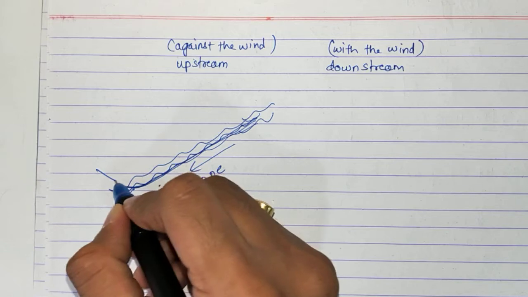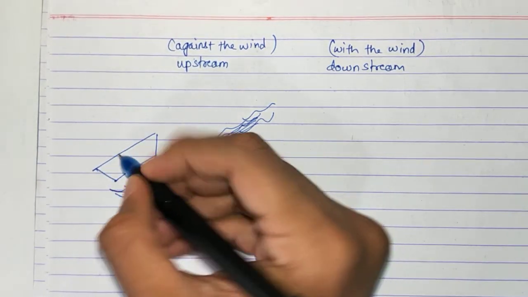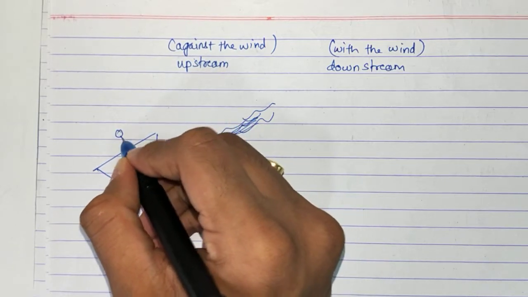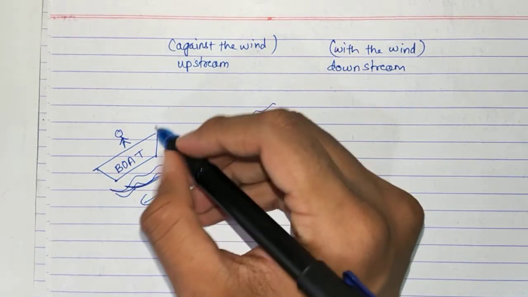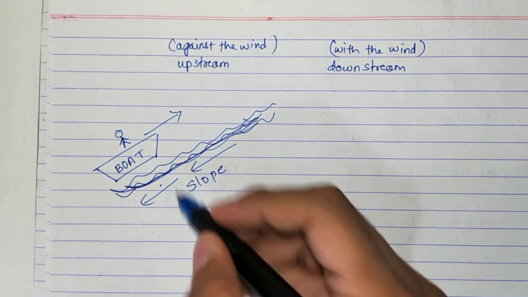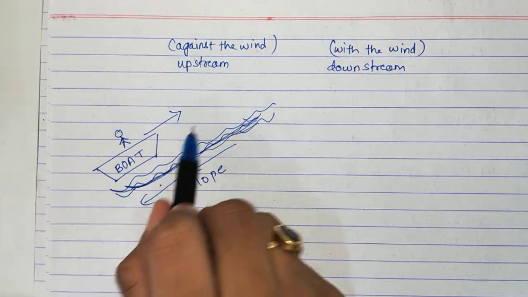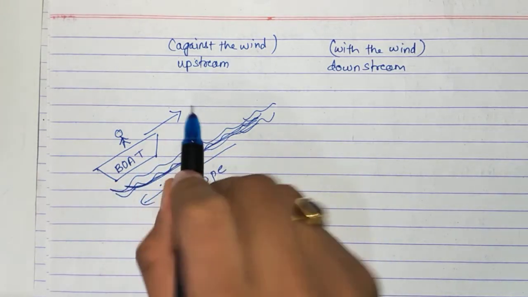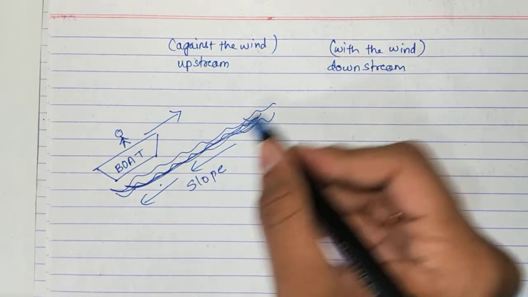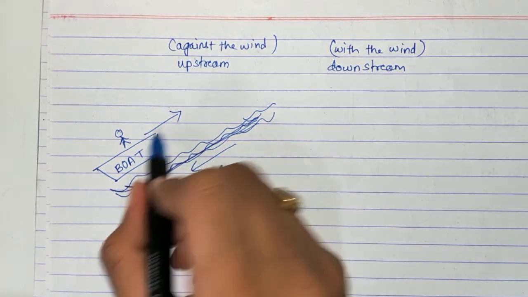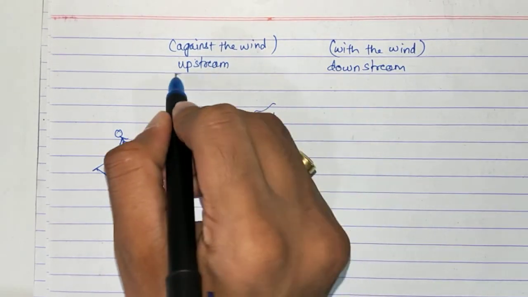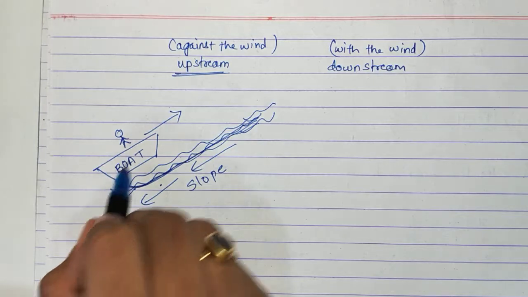And you are in a boat. You are in a boat, and you want to go in this direction. So what will happen now? You have to go in the upward direction, that is against this water. The water will try to block you, try to stop you, and you have to go against the water. So this is called upstream, going upstream, going against the water.